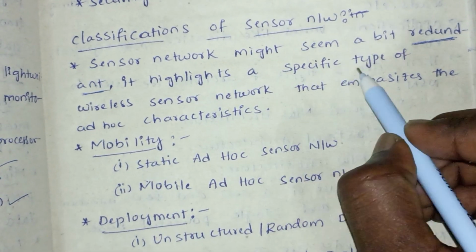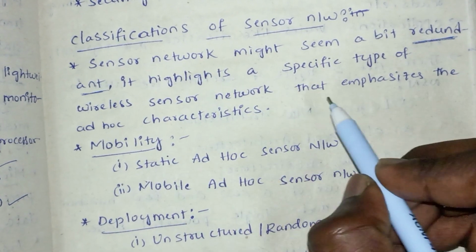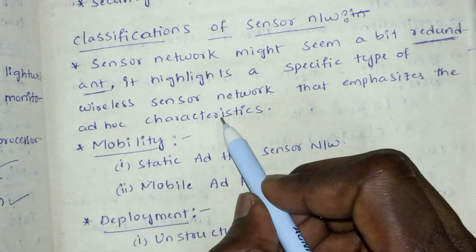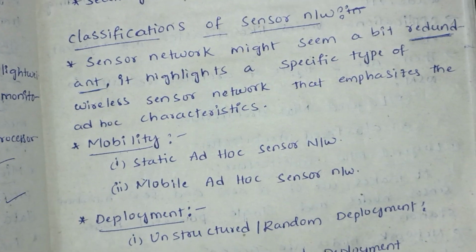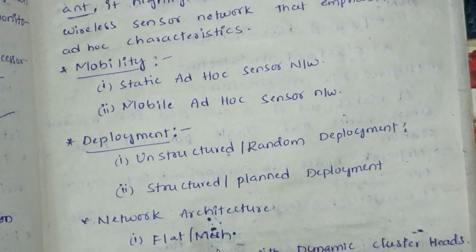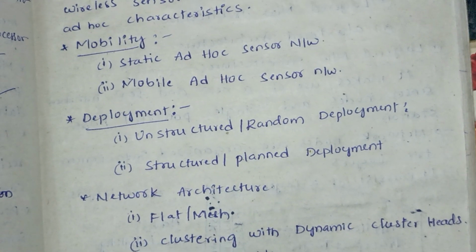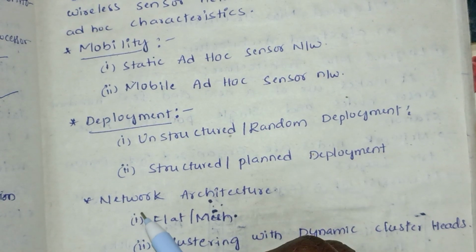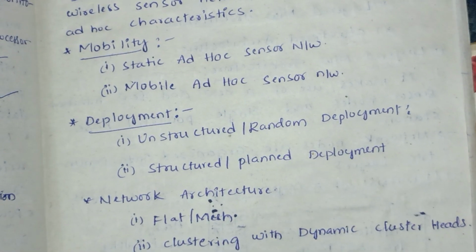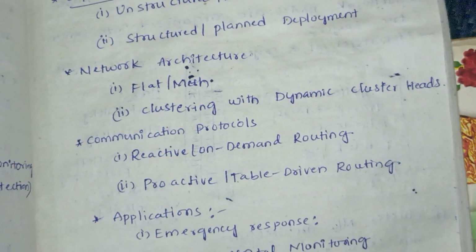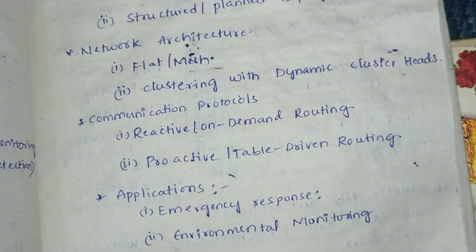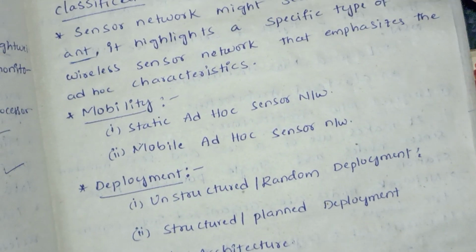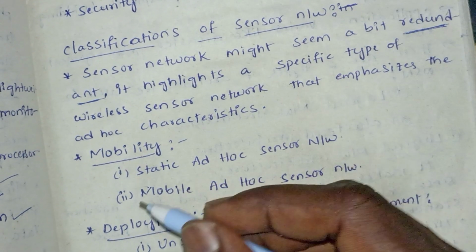It highlights a specific type of wireless sensor network that emphasizes the ad hoc characteristics. The sensor network can be classified into different types: mobility, deployment, network architecture, communication protocols, and applications. What are the applications? This is nothing but the areas in which we are using the sensors.